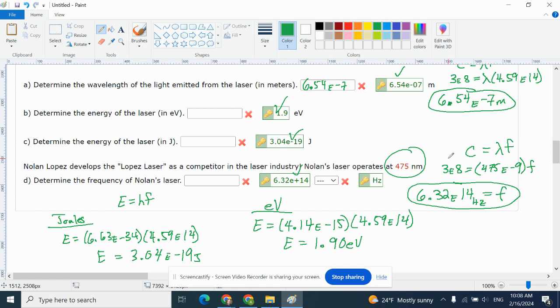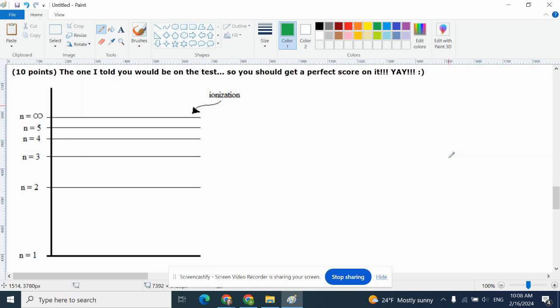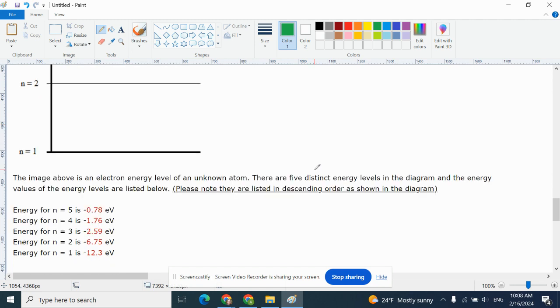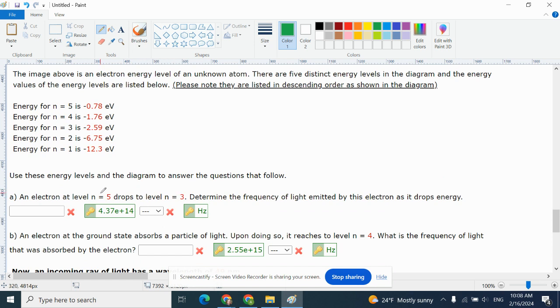And just like that, we're on to number 3. You'll definitely see this on the test, an energy level diagram. It's on every single year. We got 5 different levels of the ionization. My levels are given. The electron drops from 5 to 3. What is the frequency of the emitted light?